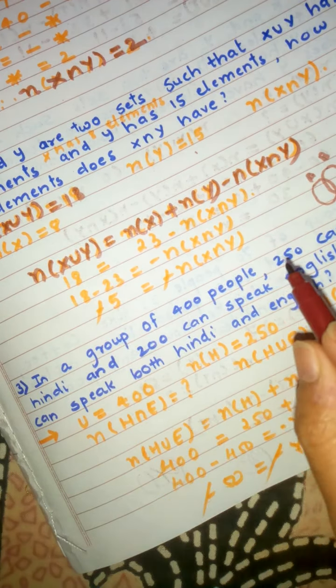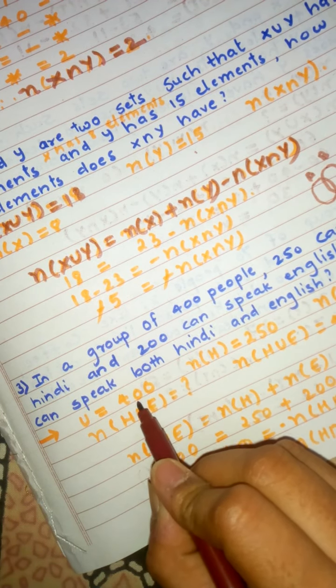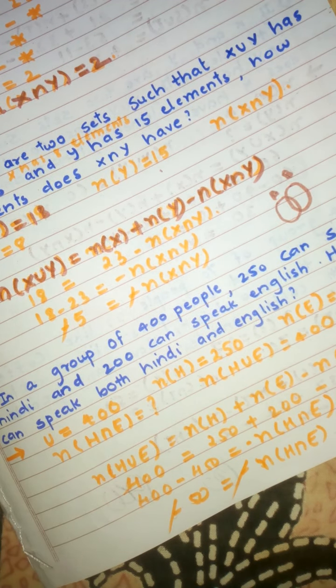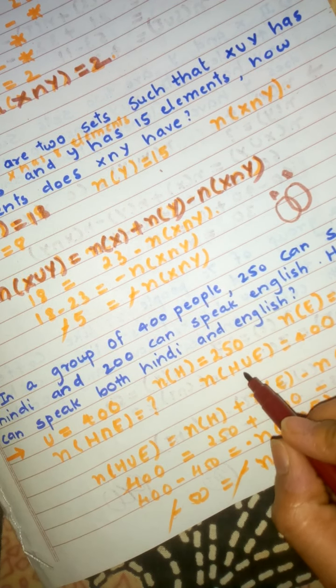So here, in a group of 400 people, meaning the union, we have taken 400. That means from 400 people they have taken the survey. So our universal set consists of 400 people. The number of people who know Hindi is 250. The number of people who know English is 200.